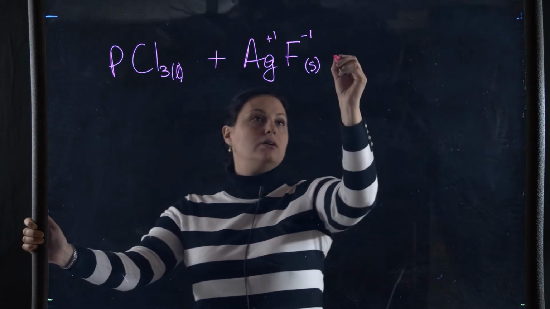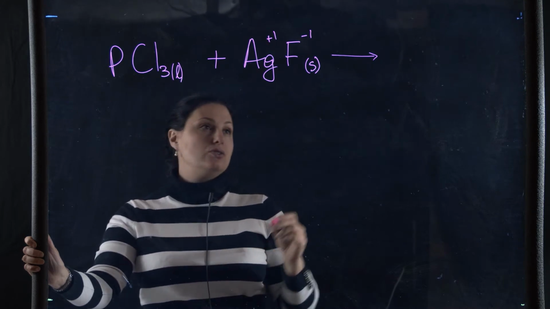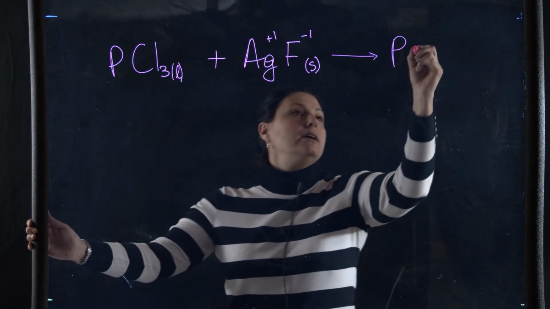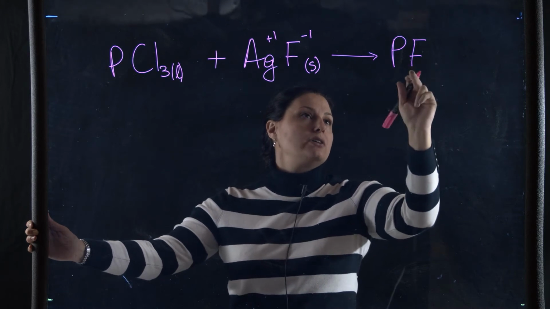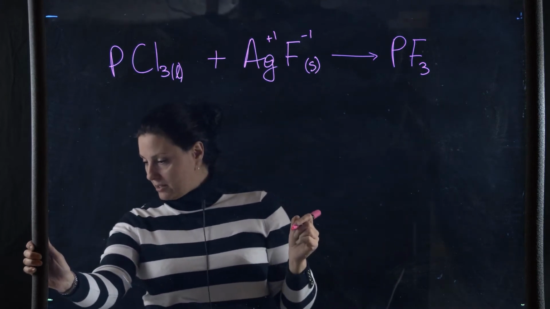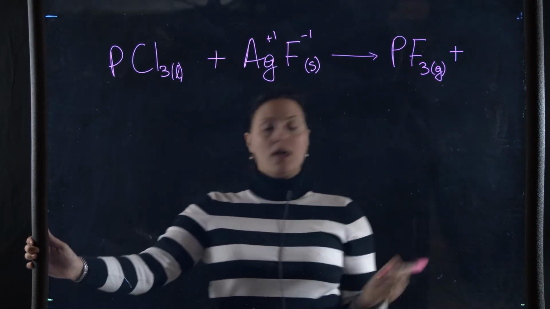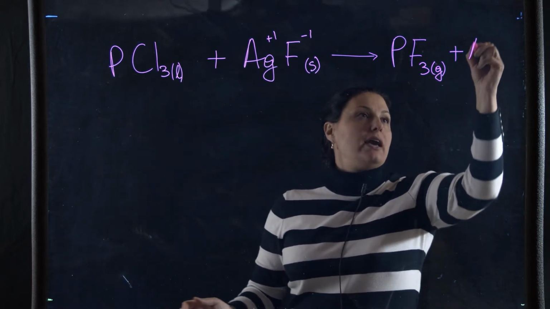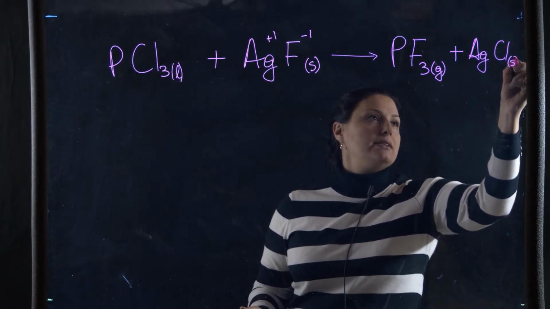It produces phosphorus trifluoride gas. Once again, phosphorus is my first, P. Trifluoride, that means that I have fluoride as a second atom, and I have 3 because it's trifluoride, and it's gas. That tells me that it's in the gaseous form, plus silver chloride solid. Once again, I write my silver, and then I write my chloride, and then I put an S over here.